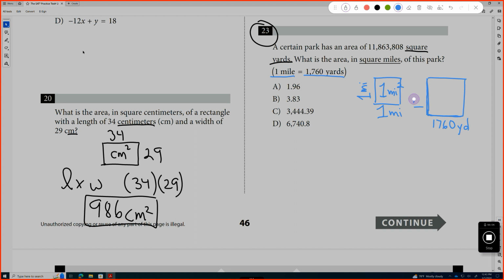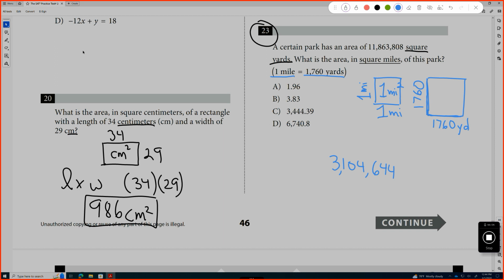So it's 1760 squared. So 1760 times 1760 is going to give me in square yards 3,104,644. So 3,104,000, and then 644. All right, so that's a square mile or so many square yards.